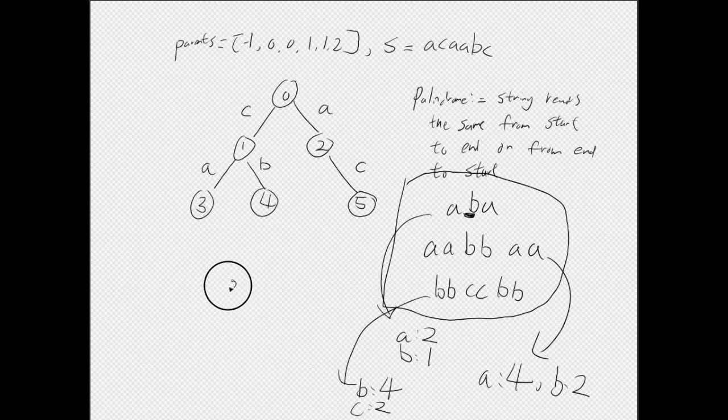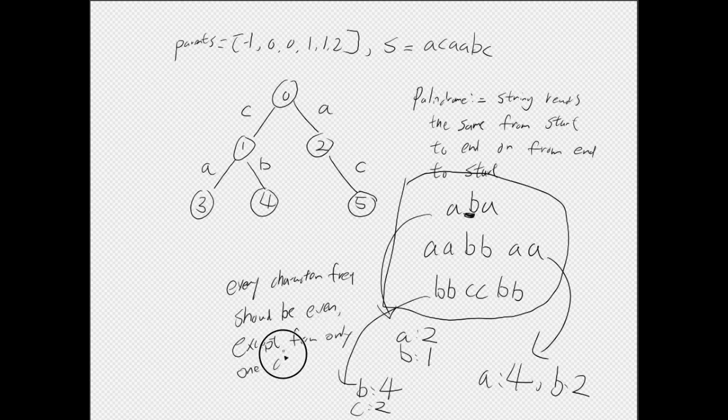That's why every character frequency should be even except for only one character. So we have one option that could be odd, which is why we can put it in the middle. So this CCC, even though it is odd, if we just take this, then we'll just place the things in the middle, and this also works. So that's the main idea.